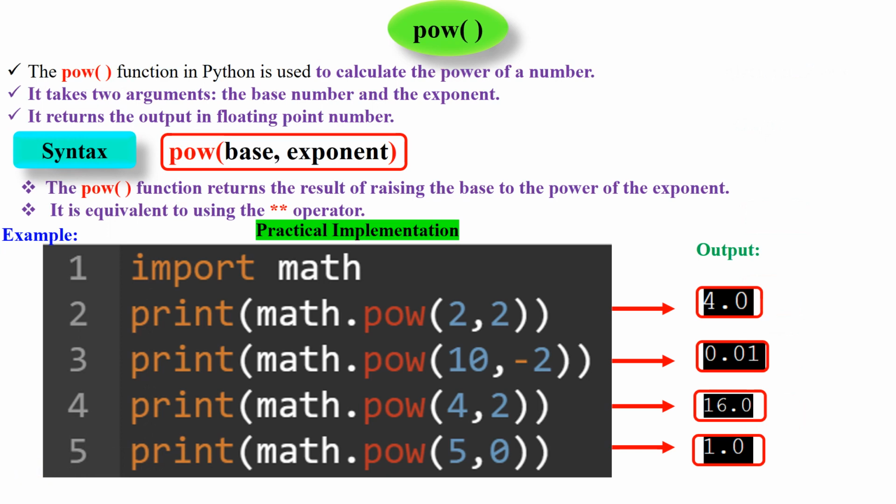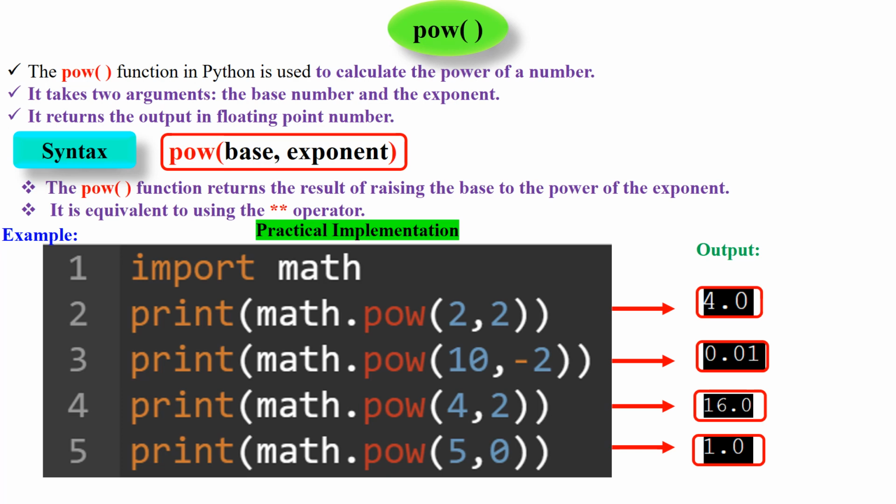The pow function in Python is used to calculate the power of a number. It takes two arguments, the base number and the exponent. It returns the output in floating point number. Syntax is pow of base comma exponent. The pow function returns the result of raising the base to the power of the exponent. It is equivalent to using the exponentiation operator.